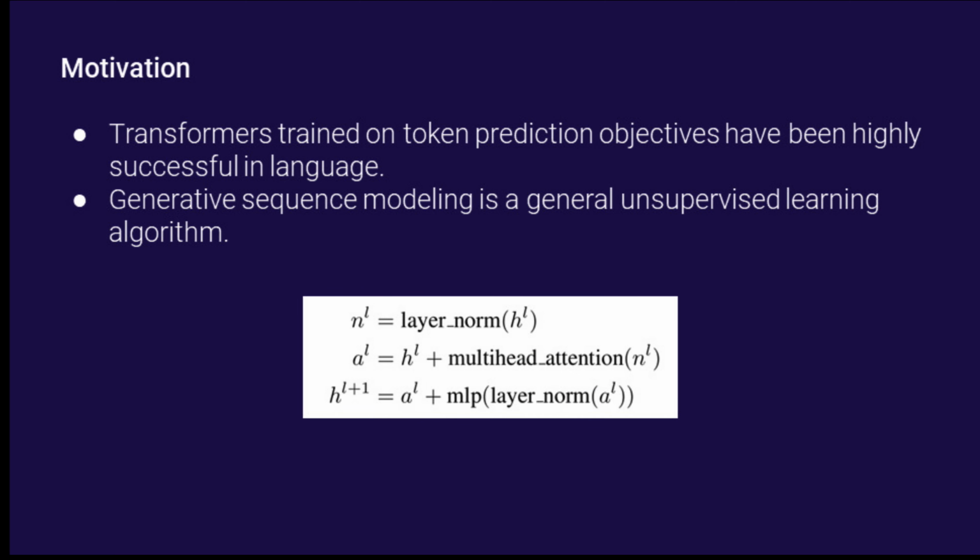Nevertheless, because of the incredible success of unsupervised transformer models on language recently, such as BERT, GPT-2, RoBERTa, T5, and many others, we believe that this method is due for revisiting in images. We also have a second motivation, in that generative sequence modeling is a general purpose unsupervised learning algorithm. What I mean here is that any data type can be represented as a sequence of bytes, which means that it can be directly modeled by a sequence transformer without architectural modification.